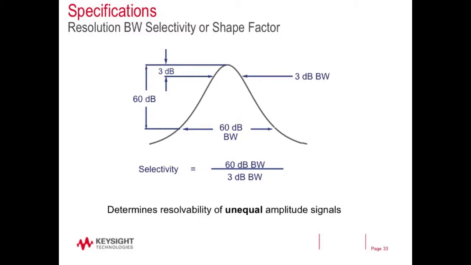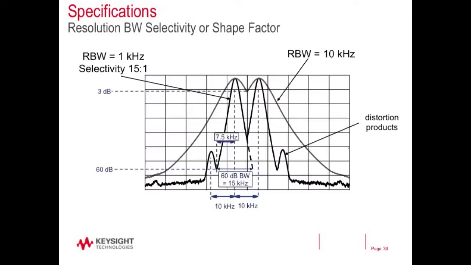Another thing to look for is the shape factor, or the selectivity. Here you can see if you compare the 3 dB bandwidth of the filter to the 60 dB bandwidth of the filter, this results in a shape factor of 20. And that's pretty wide. And you can see how that comes into play here.